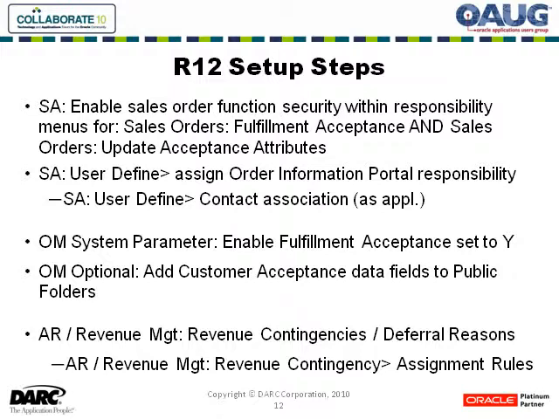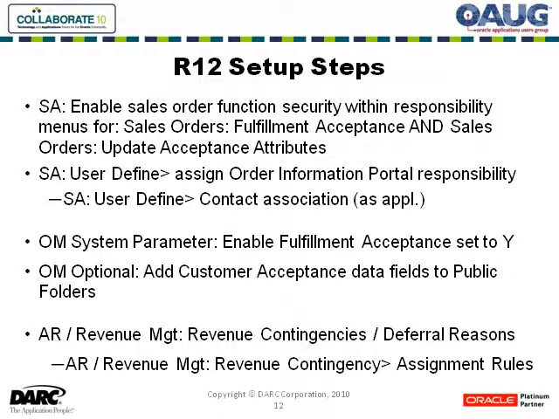The second setup is when you're defining your user under System Administrator, you need to assign the order information portal responsibility to that user, whether they're an internal user for customer service or an external user, an actual customer user. If you're a customer, you would also additionally need to define a contact association with that user. That allows that customer to sign in and only see their records associated with their account.